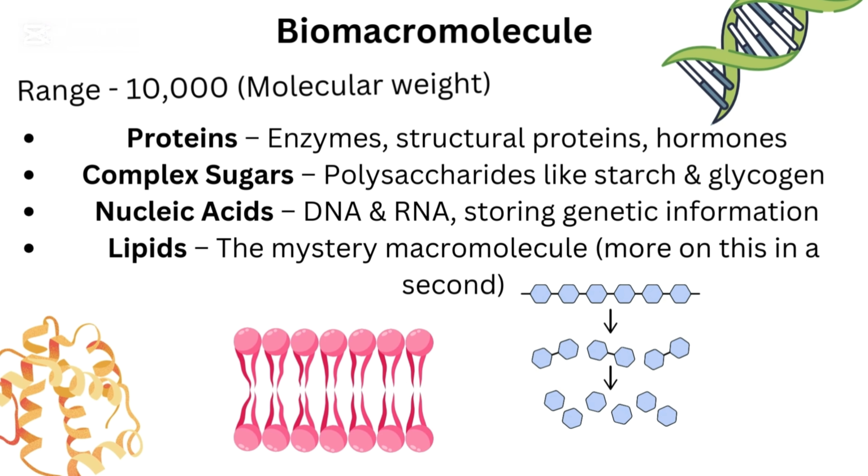Step 4. The retentate, acid-insoluble pool, the giants of biology. The retentate contains larger molecules with a molecular weight of over 10,000 daltons. These are biomacromolecules, essential for structure and function in living cells. Proteins: enzymes, structural proteins, hormones. Complex sugars: polysaccharides like starch and glycogen. Nucleic acids: DNA and RNA, storing genetic information. Lipids, the mystery macromolecule. More on this in a second.